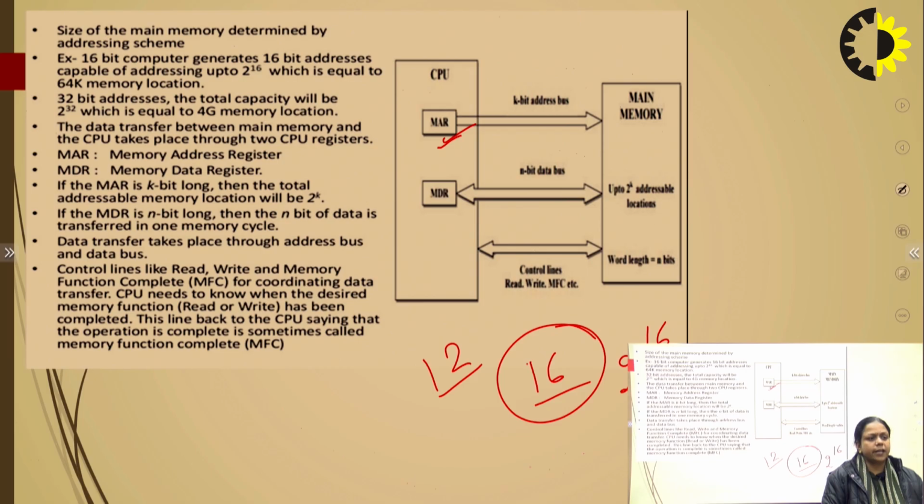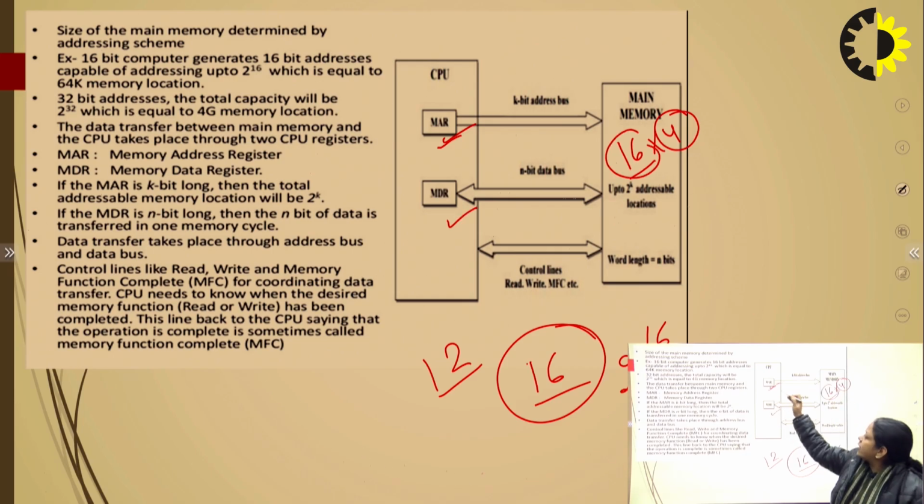Data transfer takes place through the address bus and the data bus. A particular memory size can be defined like this: 16 into 4, where 16 is the number of address lines and 4 is the number of bits in each word. So the size of the MDR will be 4 here, and the size of the MAR will be 16, because of the size of the memory. I have taken an example.